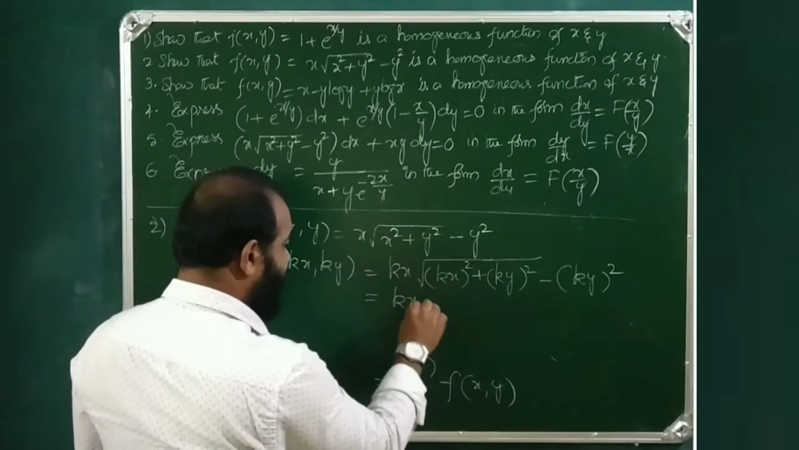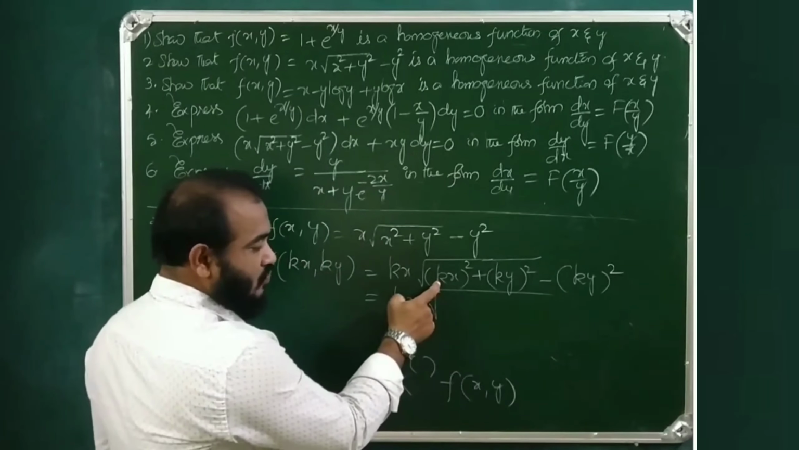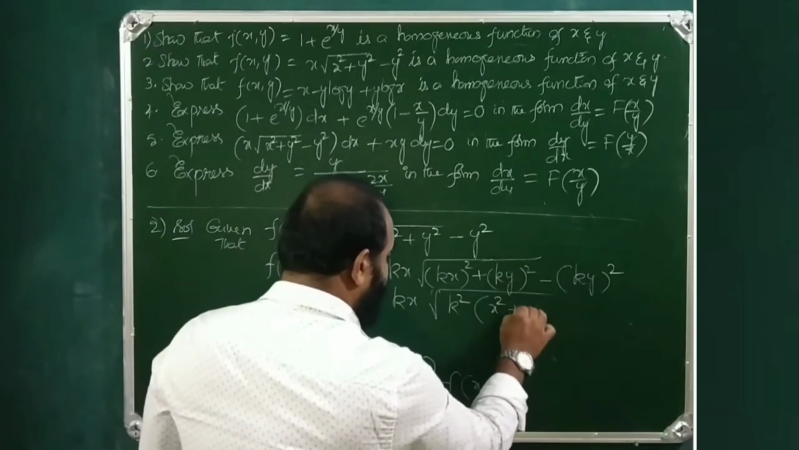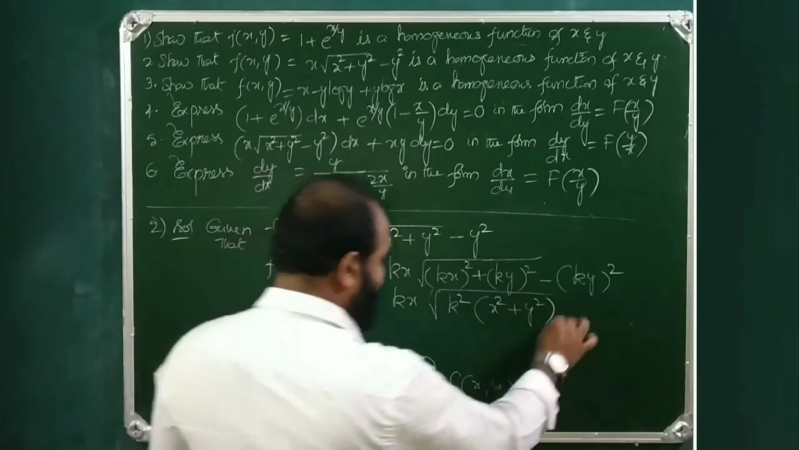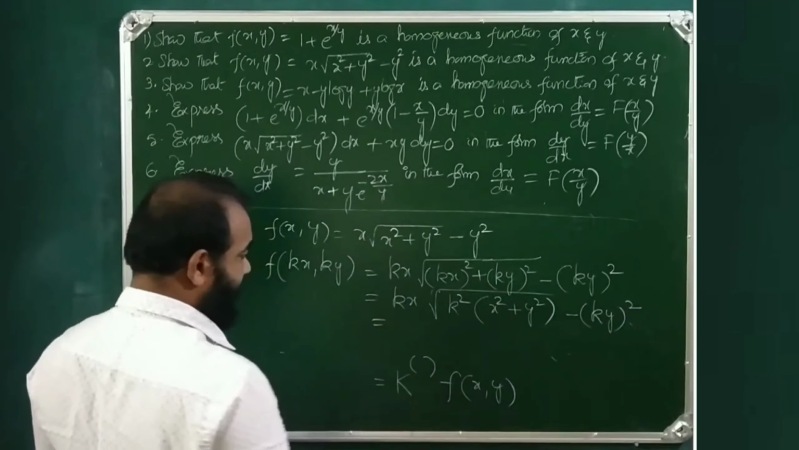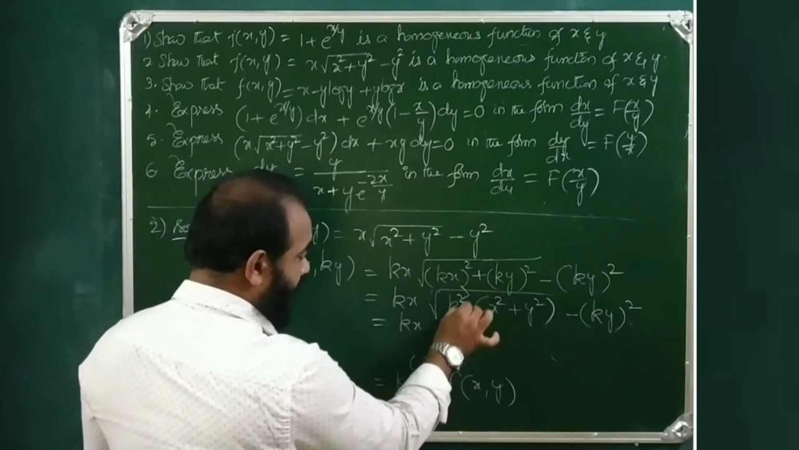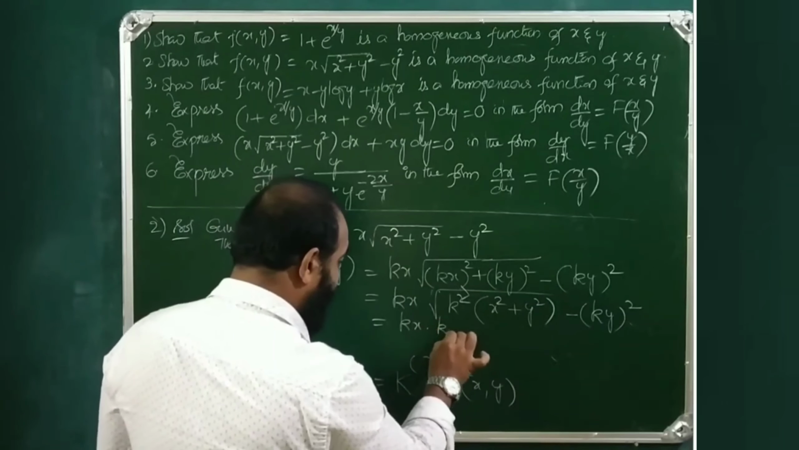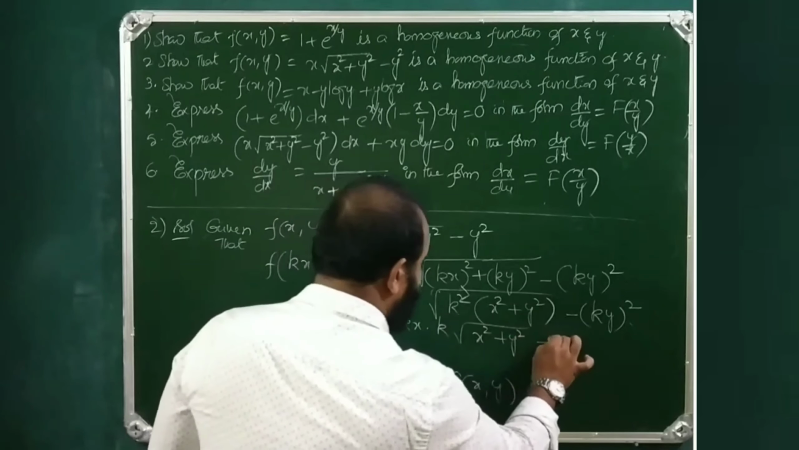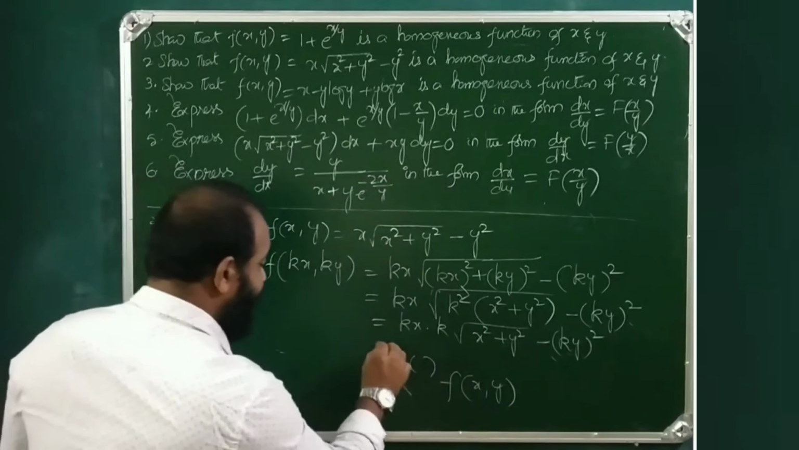So now this is kx into square root of k square x square plus k square y square. Take k square in common. Then we get x square plus y square, minus ky whole square. Now the kx square root gets eliminated, so we are left with k into root of x square plus y square, minus ky whole square. So k into k is k square.